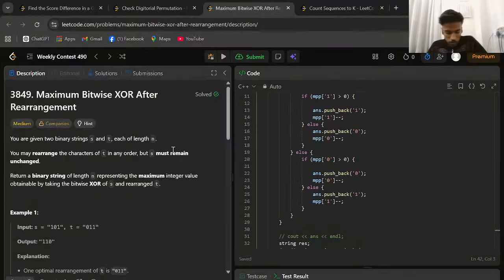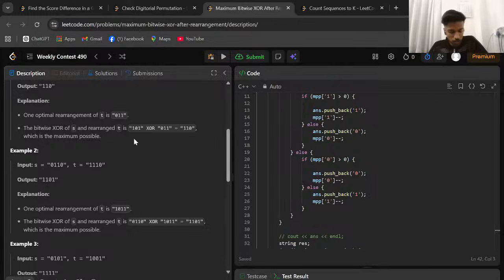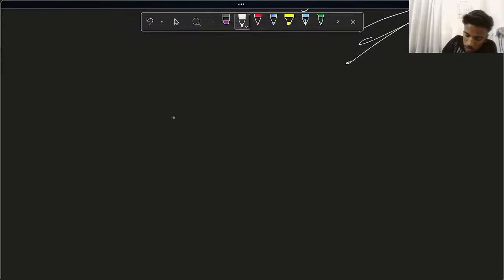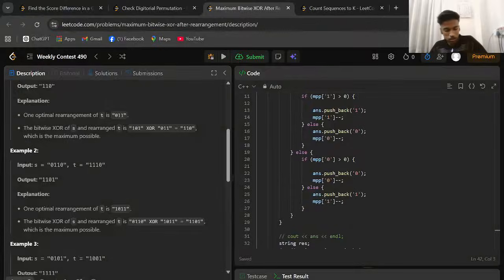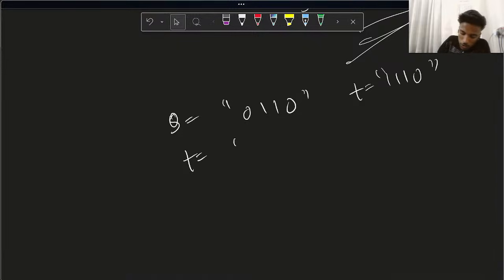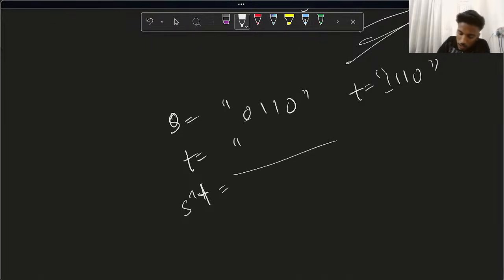Let me take an example from the question also. S is equal to 0110 and T is equal to 1110. Okay. So first of all, in order to maximize S XOR T, what I will do, I saw a 0, so I want a 1. Do I have a 1? Yes, I have a 1. So put a 1 here.